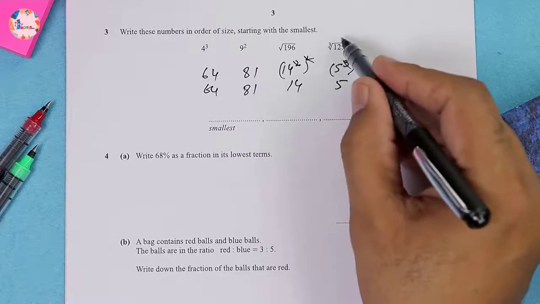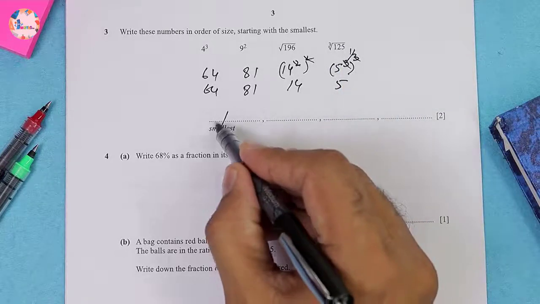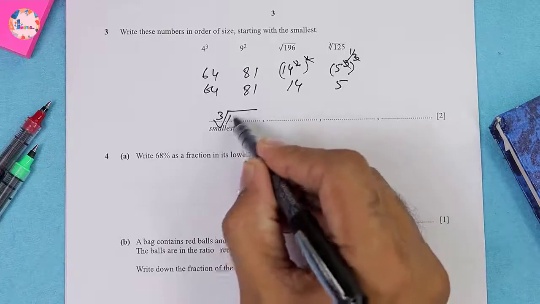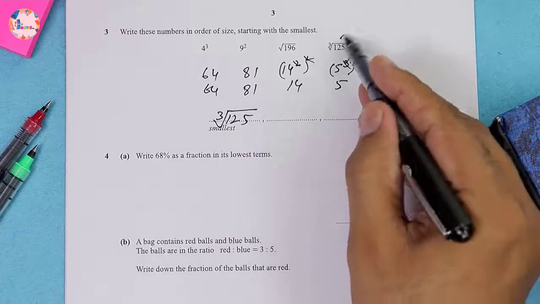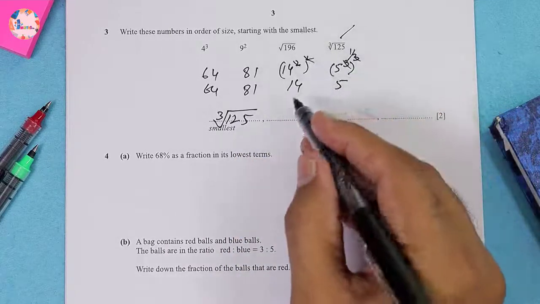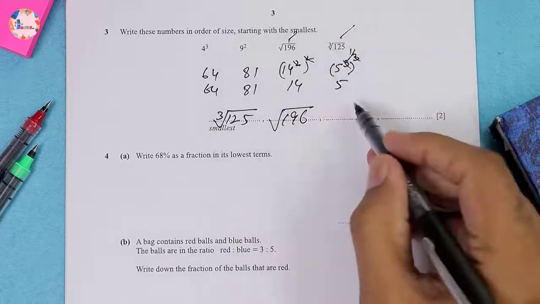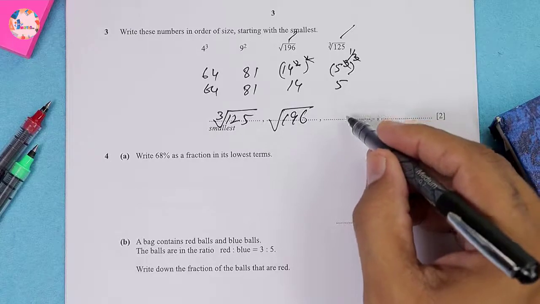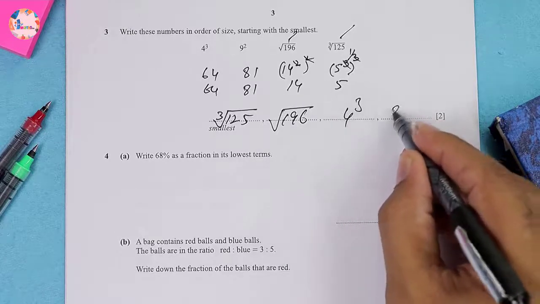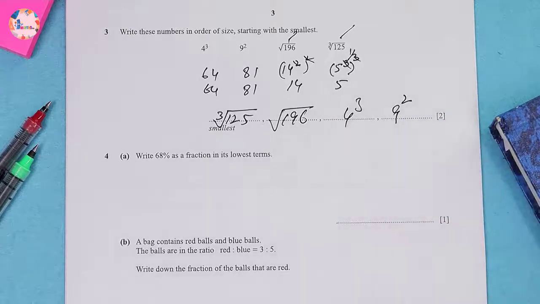So this will be 64, this will be 81, this will be 14, and this one will be 5. So the smallest number will be this one. So we can start with this. Cube root of 125 will be the smallest one. Then next will be square root of 196. This is also done. Then the next will be 4 cubed, and the biggest number will be 9 squared.